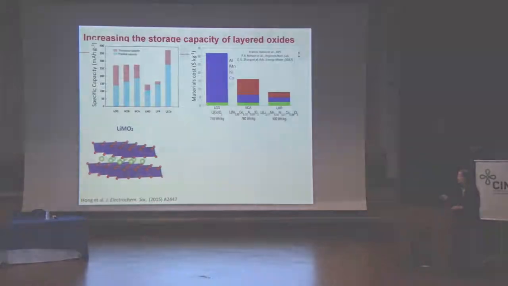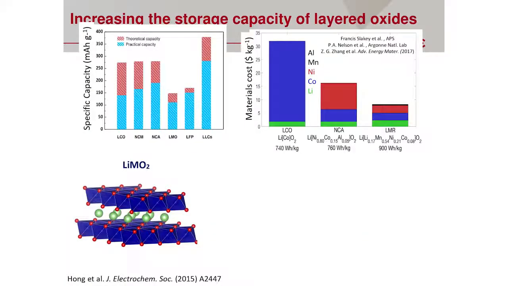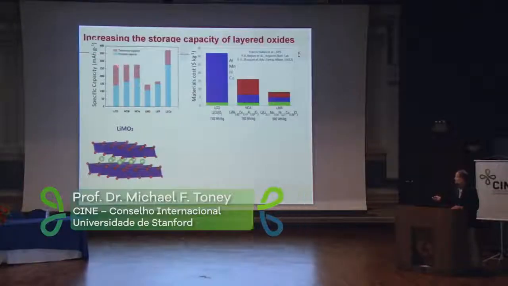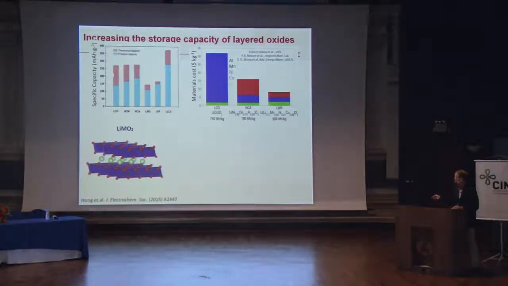So here's the idea. This is a plot of the storage capacity as a function of different chemistries: lithium cobalt oxide, nickel manganese cobalt oxide, nickel cobalt aluminum. These are conventional cathode materials that you typically find in your cell phone, or if you happen to have an EV, they would also be present in your electric vehicle. There are a couple of things that are important here. One is the red is the theoretical capacity, and the light blue is the practical capacity. We cannot extract anywhere near the theoretical capacity in both of those cases, so that's a problem.